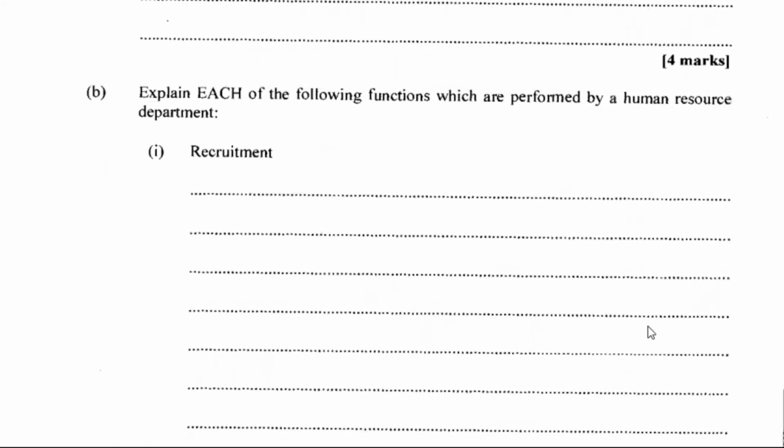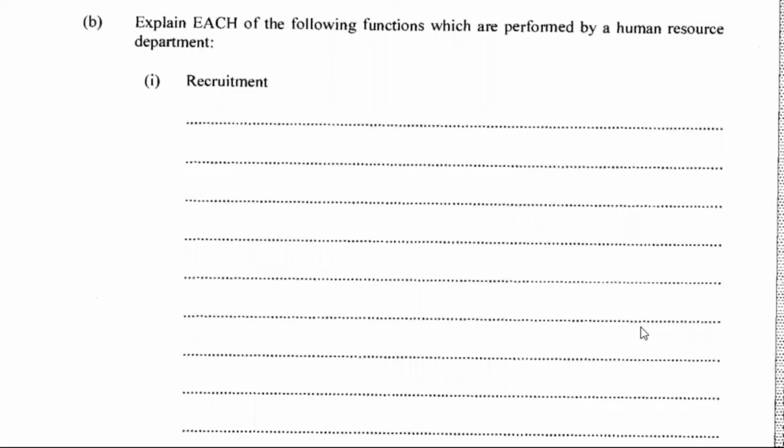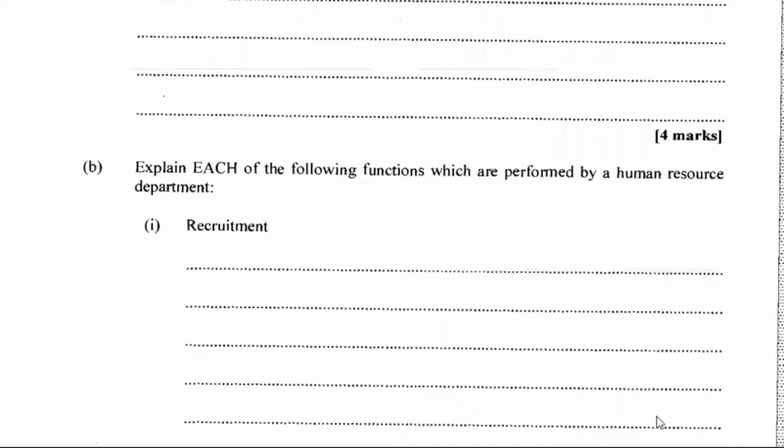But let's now look at 2B. 2B says explain each of the following functions which are performed by a human resource department. So you're going to need to explain recruitment, selection, and compensation. And take note, it's 3 marks each. So you need to ensure that you have 3 clear points for each function that you are going to explain. So recruitment, what is recruitment? How would you explain that?